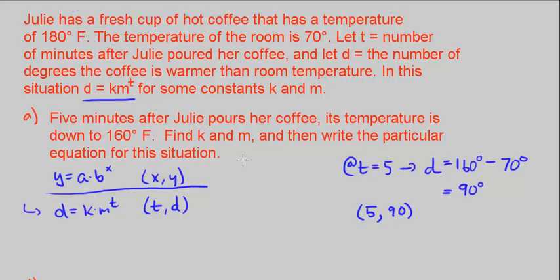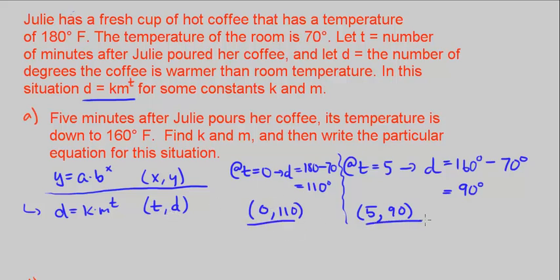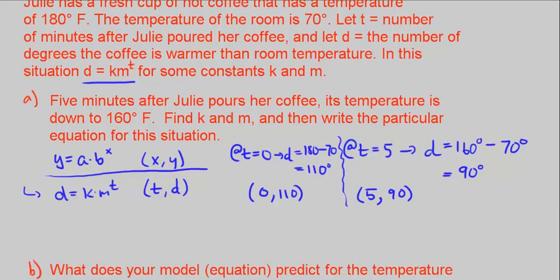The initial situation is at time is equal to 0, right? At time is equal to 0, what is D? D is equal to the initial temperature, 180, minus the room temperature, 70, which is 110 degrees, right? Let me just draw that. And that gives us the point 0, 110, right? Just like we have time, d, right? We have 2 points. Now that we have 2 points, we can go ahead and set up a system of 2 equations and solve for K and M.